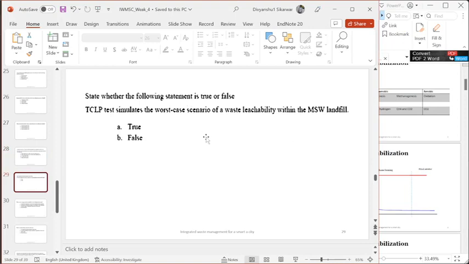Next: the TCLP test simulates the worst case scenario of the waste leachability within the MSW. We just discussed that. Yeah, it is true. TCLP is simulating the worst case scenario, because we are reducing the size very small so that more surface area is there and more leaching happens. We are not reducing size to less than 1 centimeter when we put waste in landfill. We are trying to simulate the worst scenario so that the maximum amount of leaching can happen. So it's true.